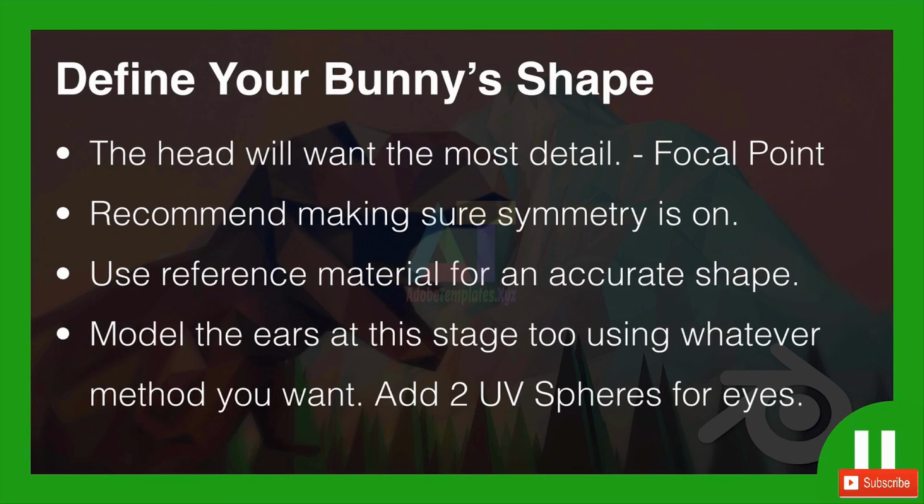Now do model the ears at this stage too, using whatever method you want, and add 2 UV spheres for the eyes, and keep them as a separate object for now. Now I would suggest with the ears themselves that you quickly block model a couple of ears basically, and then join them to the rest of the mesh rather than trying to use the sculpting tools to create ears. Although if you want to do that, do give it a go, have fun with it. Pause the video now, give that a go.